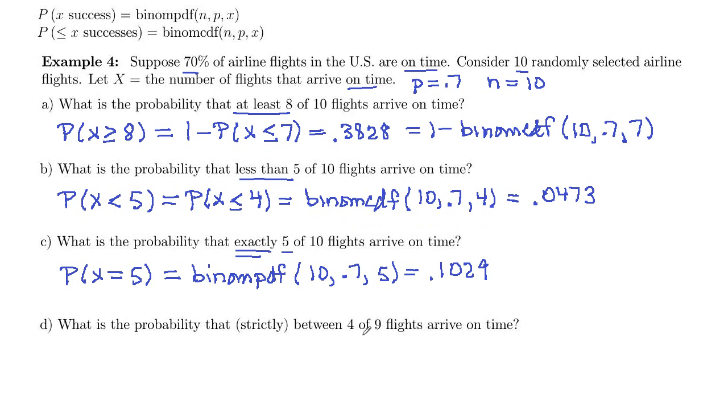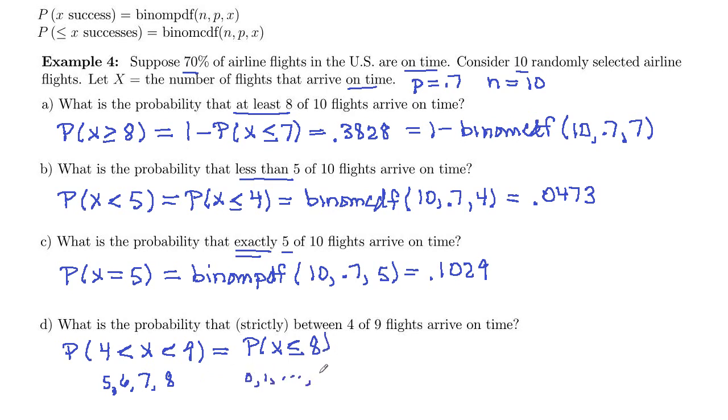What's the probability that strictly between 4 and 9 flights arrive on time? So this is saying, what's the probability that 4 is less than X is less than 9, strictly between 4 and 9 flights. Well, we have to write everything in terms of less than or equal. So between 4 and 9 is going to be 5, 6, 7, or 8. So we could do probability that X is less than or equal to 8. So that would be 0 up to 8.